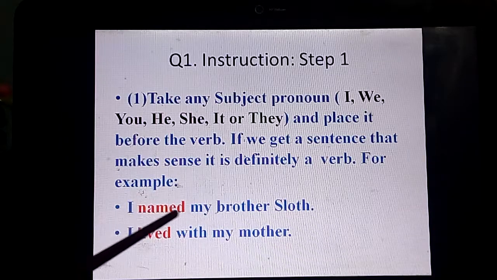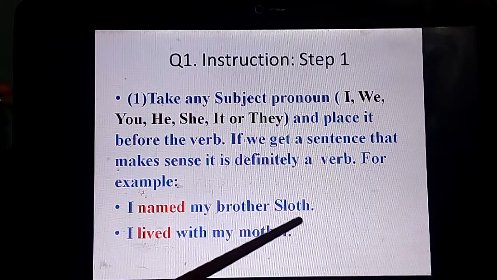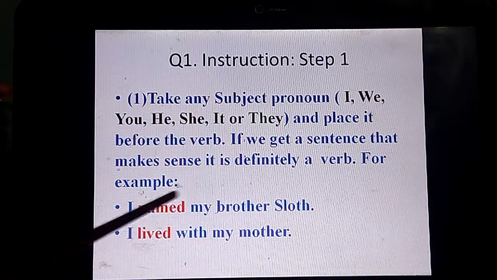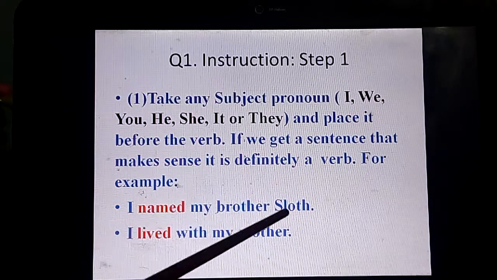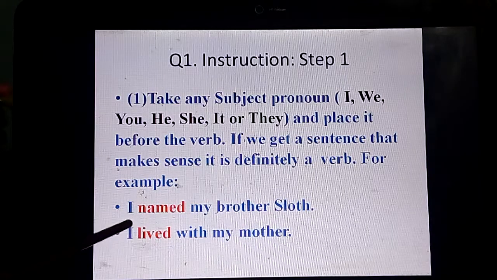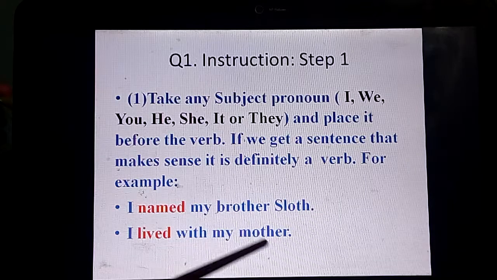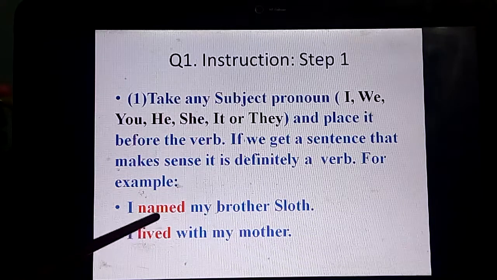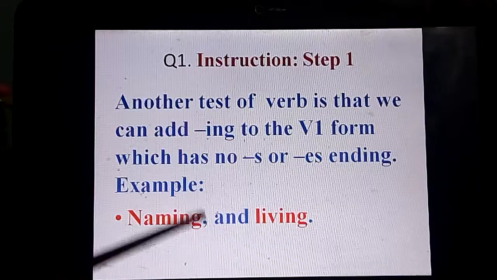So I named my brother Sloth, and we can make a sentence, and this is subject I, and then the rest is the predicate, and it is giving a sense. I named, so what I named, my brother a sloth. I named my brother a sloth. I lived with my mother. And so this is also making sense, that I is the subject and then the predicate is lived. So that means we can say that these are verbs.